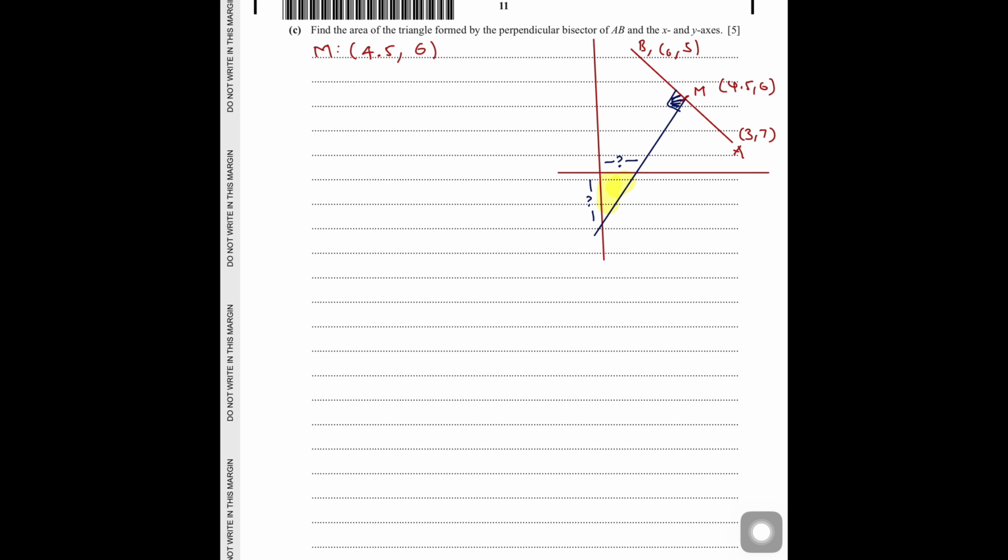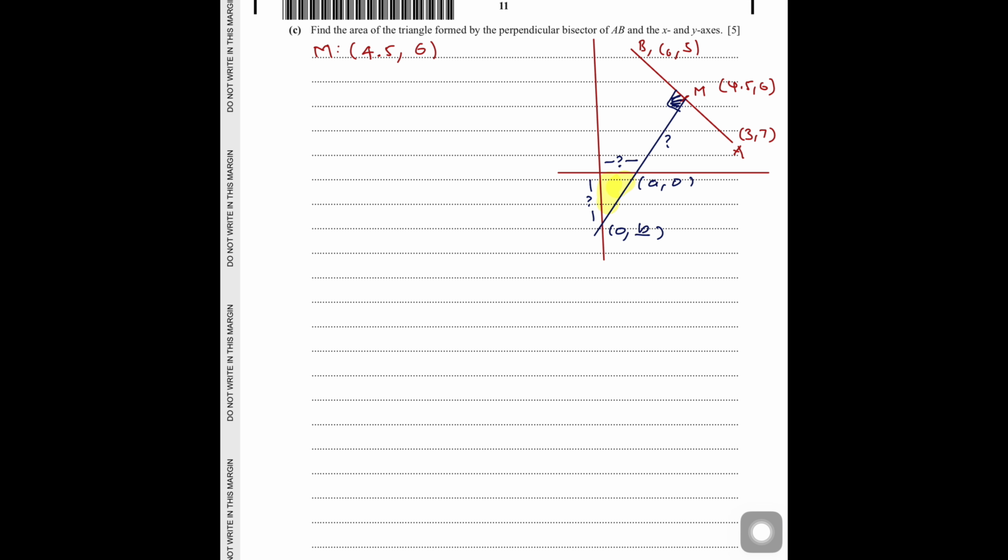So I need to work out what is this and what is that, right? Area of the triangle is half base times height. So I need to work out how much is the base, how much is the height. For that, I'll have to work out the equation of the perpendicular bisector. And on the x-axis, y is 0. And on the y-axis, x is 0.